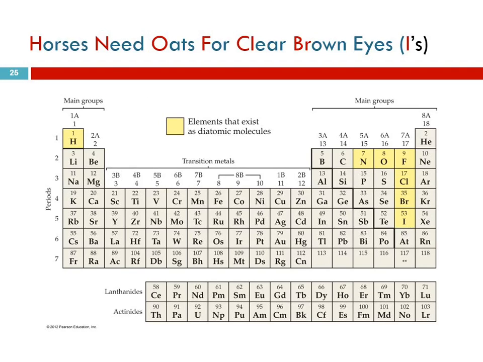So how do we remember those diatomic elements? Well, there's a couple of different ways. One is with this mnemonic, which is a silly sentence that helps you remember something. Horses need oats for clear brown eyes. So H, hydrogen, N for nitrogen, oxygen, fluorine, chlorine, Cl, bromine is Br. The only one that's a little bit iffy is this one, it's I for iodine. So those are the 7 diatomic elements. You need to know those.